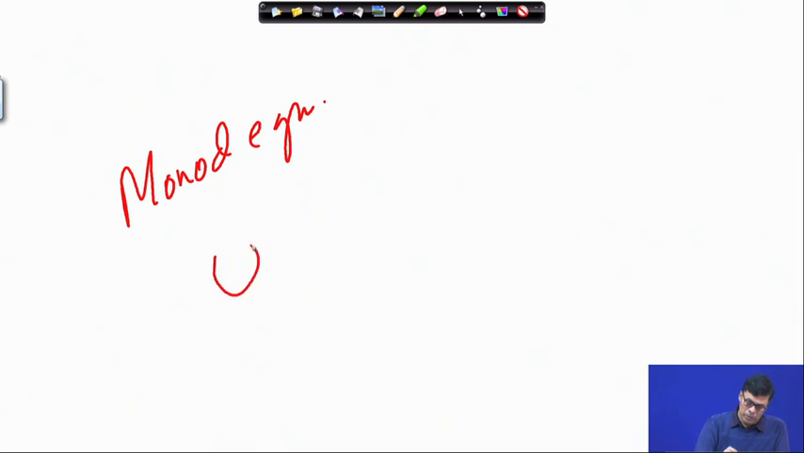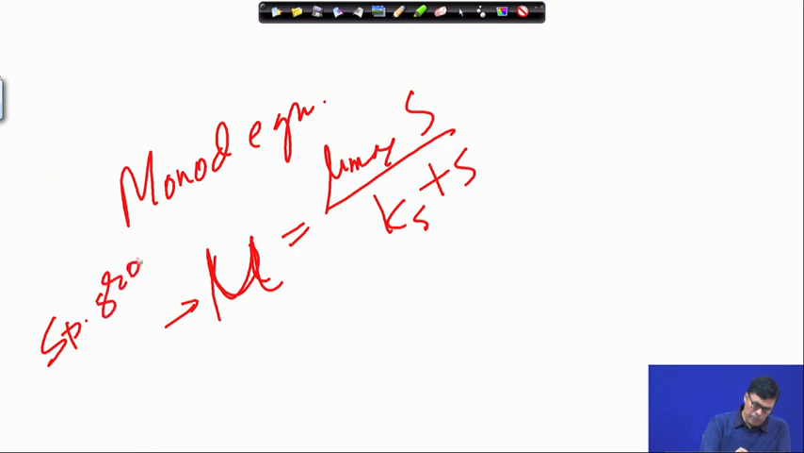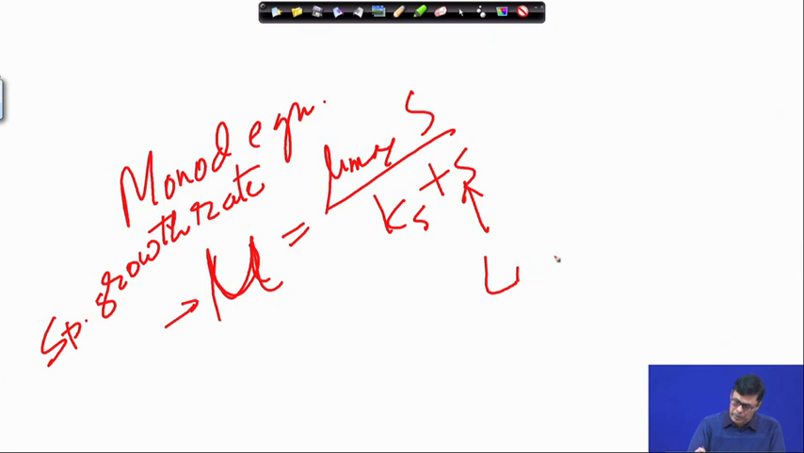The Monod equation is mu equal to mu max S over Ks plus S. Am I right? Now, what is mu? Mu is the specific growth rate. This is called the specific growth rate. And S is called the limiting substrate.